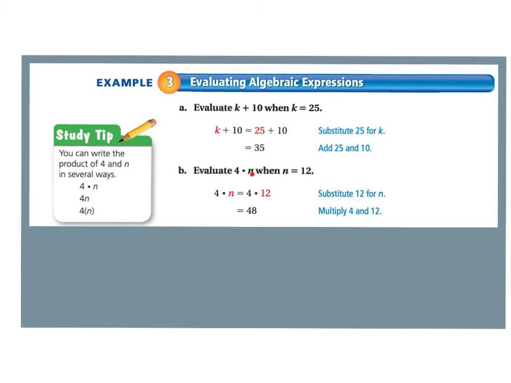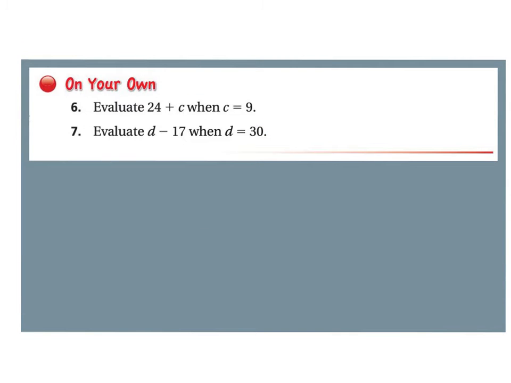Evaluate 4 times n when n equals 12. Again, 4 times n, and then if n is 12, you would do 4 times 12, substitute it, and then multiply to get 48. So let's do a couple practice ones.